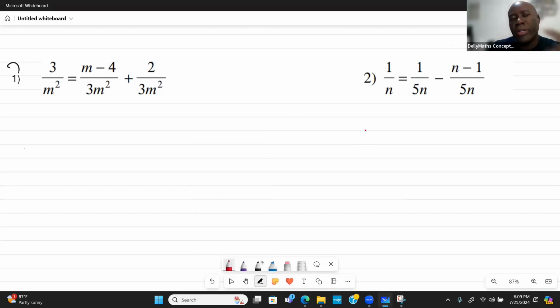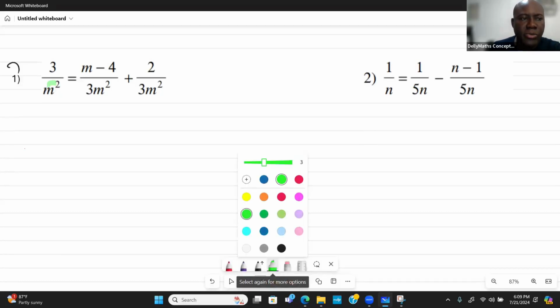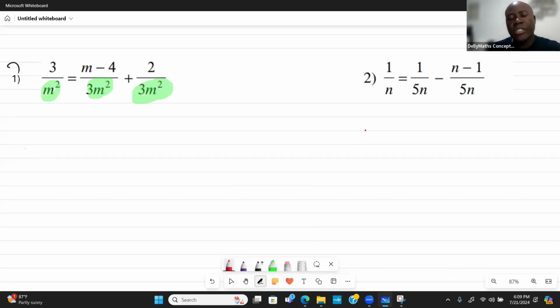All right, so whenever we're solving these rational equations, we want to take a look at the denominators. As you can see, our denominators are m to the second power and 3m to the second power. We want to find a term here that will be able to dissolve our denominator. We do not want any fractions. So we're going to multiply everything throughout by 3m to the second power.